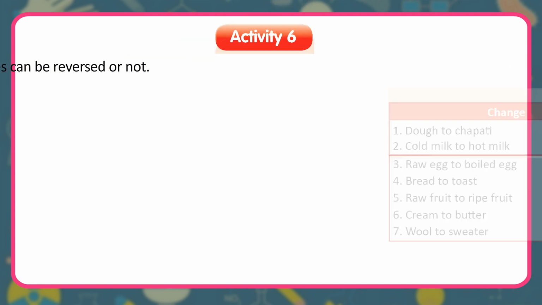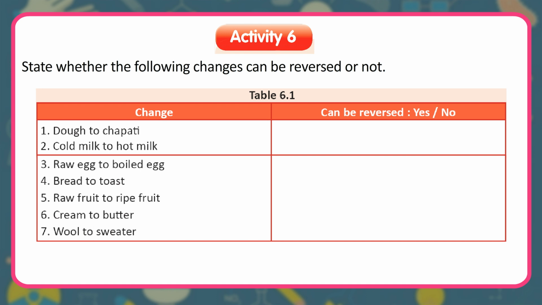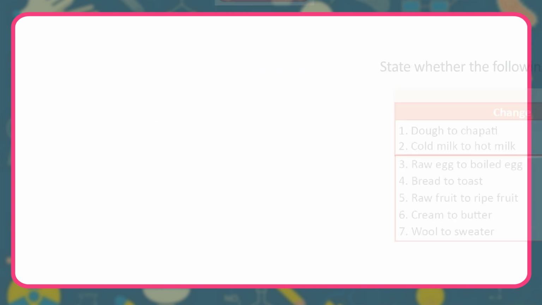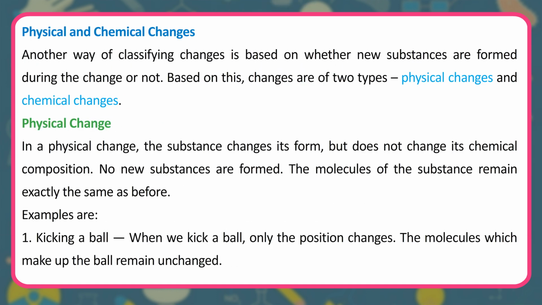Activity 6. State whether the following changes can be reversed or not. Table 6.1. Change. Can be reversed. Yes, no. 1. Dough to chapati. 2. Cold milk to hot milk. 3. Raw egg to boiled egg. 4. Bread to toast. 5. Raw fruit to ripe fruit. 6. Cream to butter. 7. Wool to sweater.